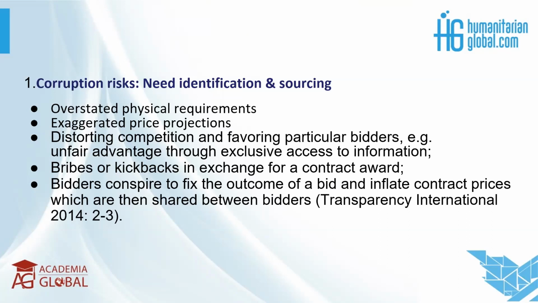The other one is where bidders conspire to fix the outcome of a bid and inflate contract prices, which are then shared between bidders. This is very common where we have a monopoly of few bidders, especially in tendering. You float a tender for something that is not readily available in the market. For example, supply of trucks, which is even very huge, but then something like energy, you find that there are very few suppliers.